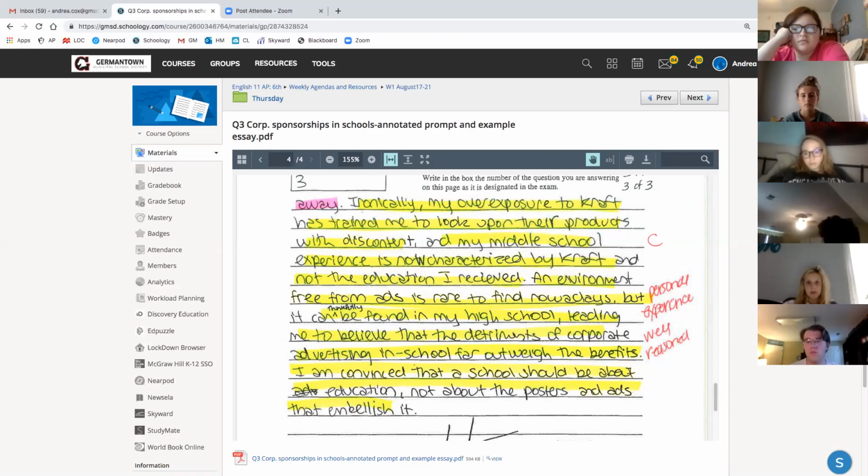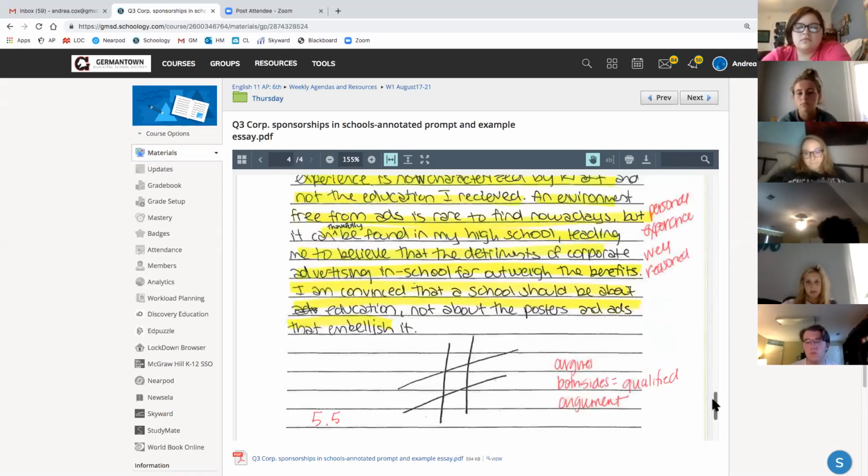Anybody else want to take a stab? What do you guys at home think? I'd say probably a 6. 6? All right. It actually scored a 5.5.